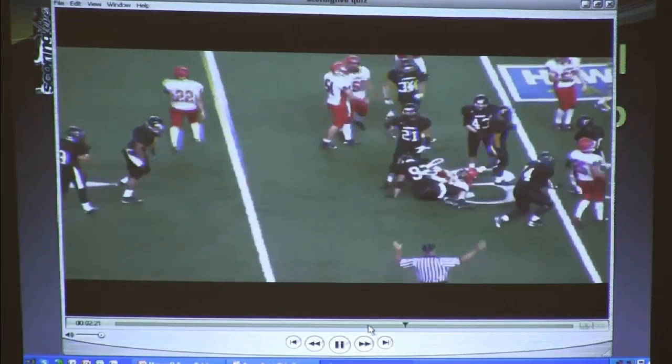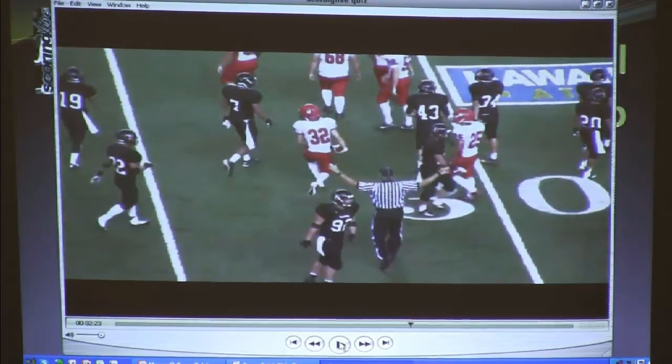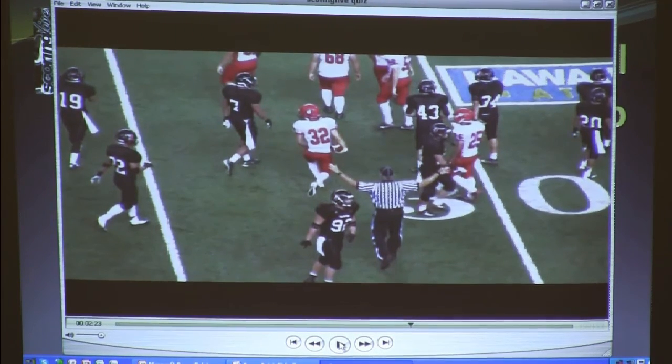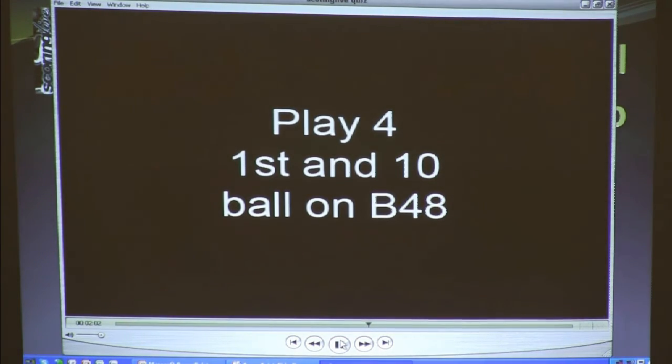Okay, let's look at the play again. 1st and 10, ball on the B48. Again, use the official here to help you where the ball could be located. Okay, so spot the ball. We know that it goes from the 48 until where does the ball end, and how many yards you're going to give runner number 32.